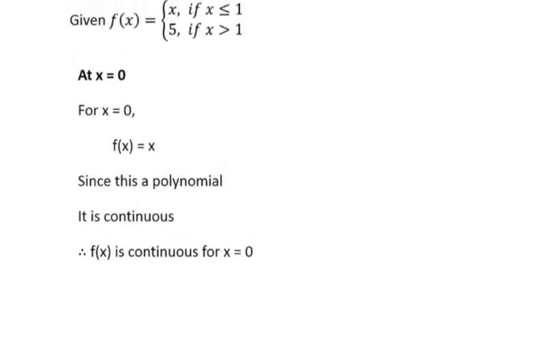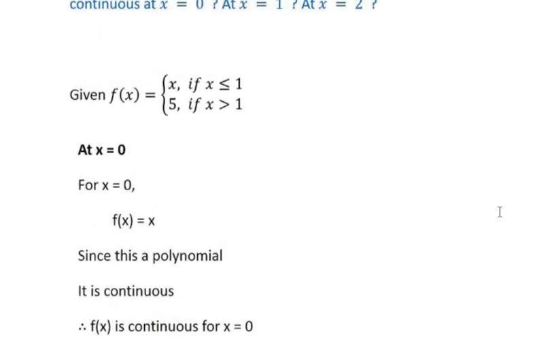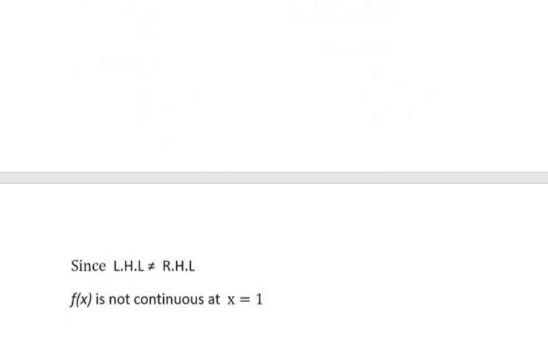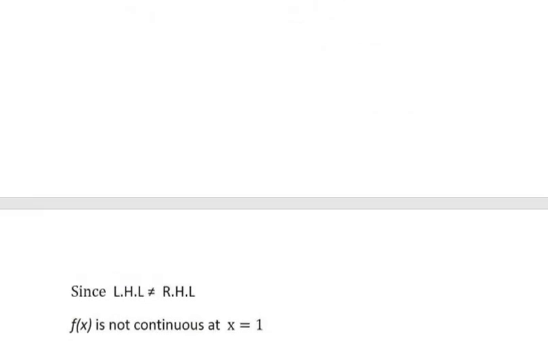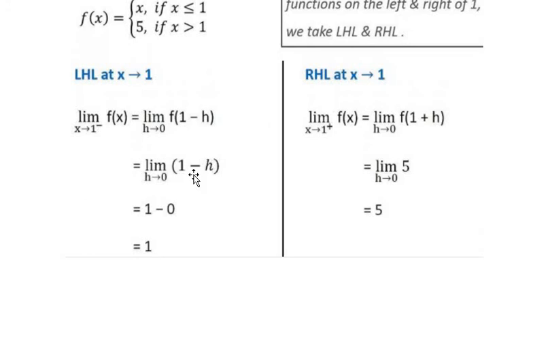Now the next part of the same question: 5 if x is greater than 1, and we want to find whether it is continuous or not at x equals 1 and x equals 2, right? So for x equals 1, we will find the left hand side limit and right hand side limit. For the left hand side limit we take x less than 1, right? So you will get limit x tends to 1 minus, that is 1 minus h, but h is 0, so it is 1, or simply you can take 1 also if you are very comfortable with limits.